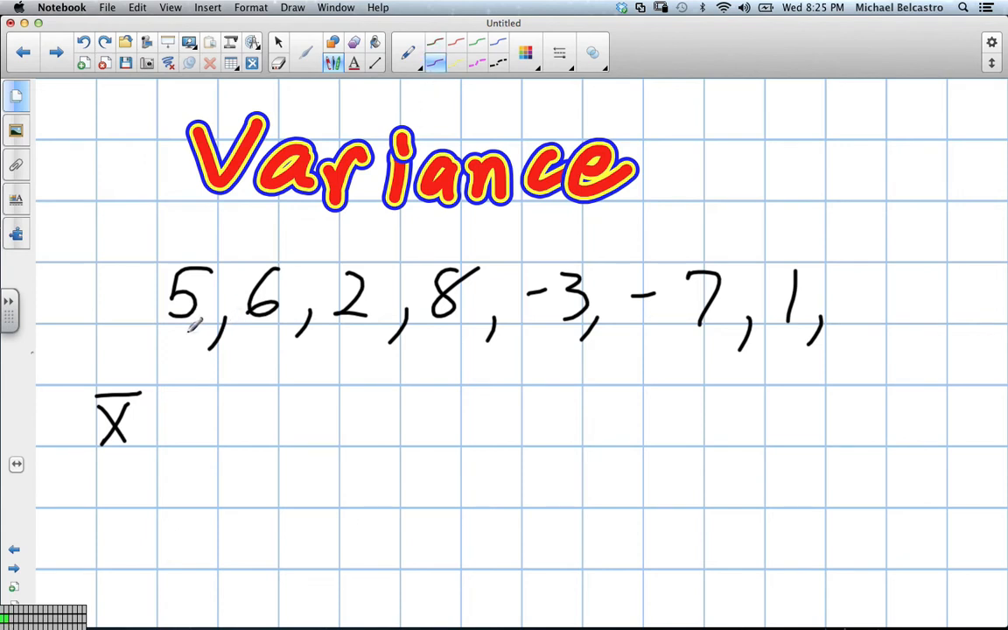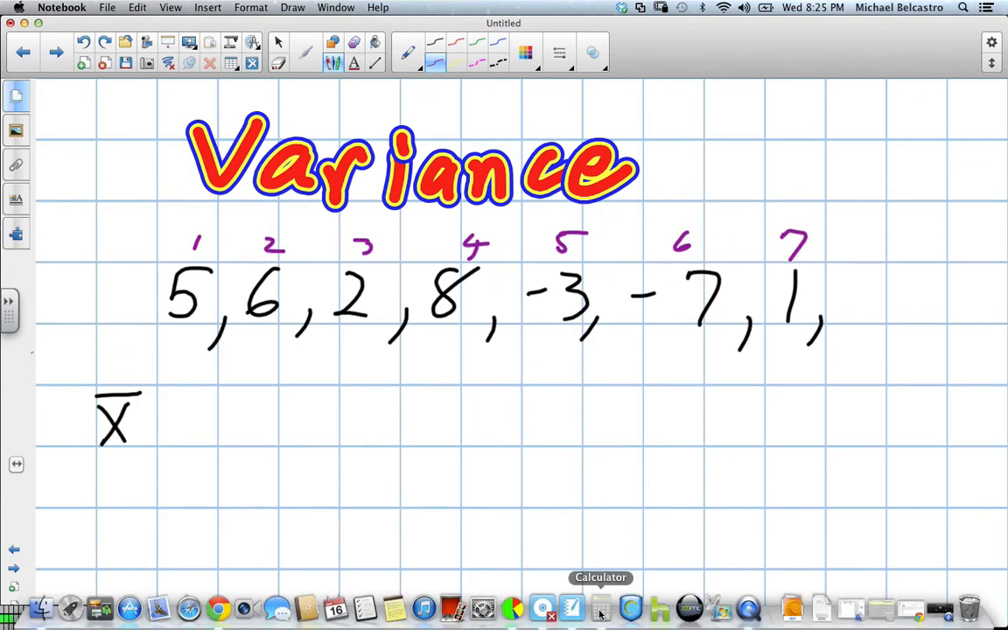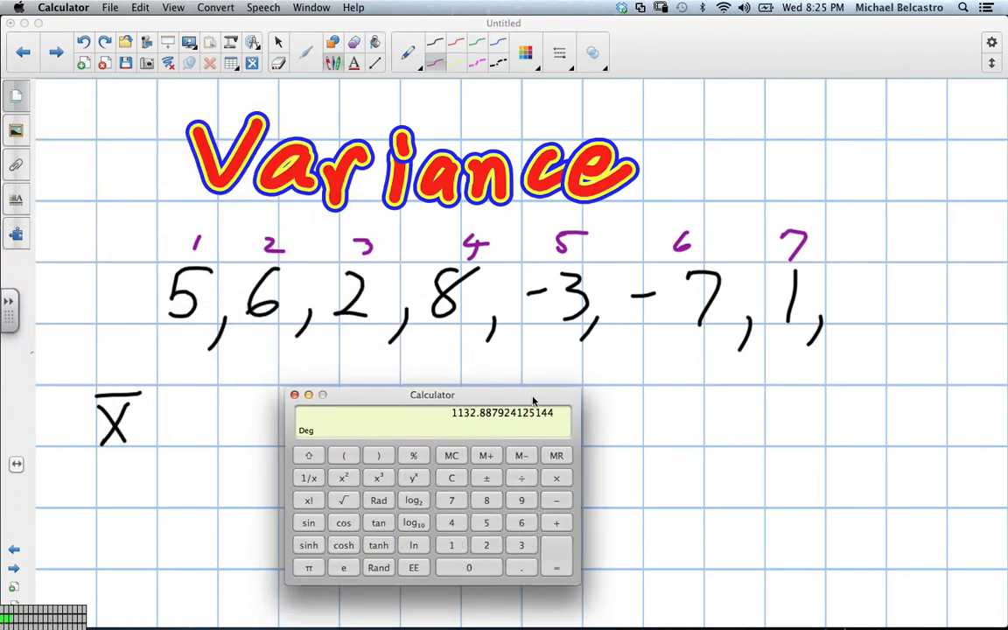We're just going to add all of the terms together and divide by the number that there are. So there's 1, 2, 3, 4, 5, 6, 7 terms. So we're going to divide by 7 in this case. Great. So let's add these all together.